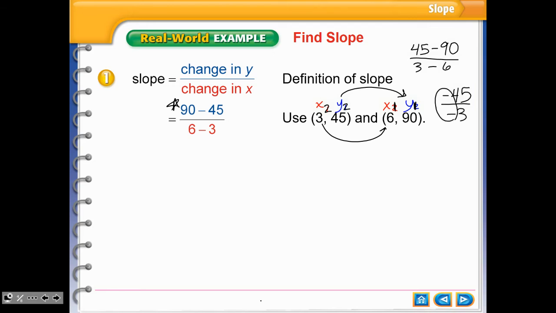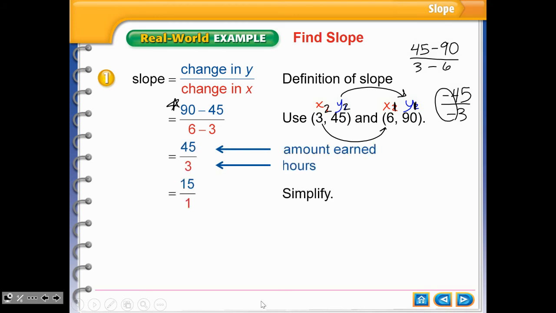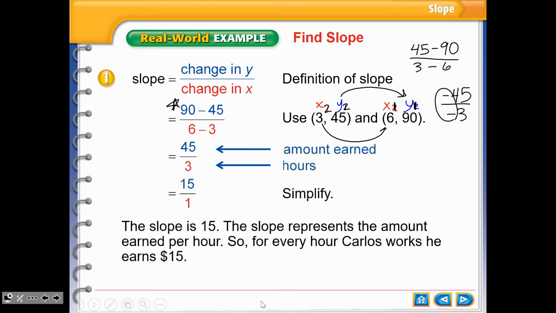The opposite of a negative is a positive. You'll get the same quantity which can be reduced, and ladies and gents, we can turn that into a sentence. For every hour that Carlos works, he earns $45. Or excuse me, he earns $15. You could also say his wages increase. I like looking for words increase or decrease. His wages increase $15 per hour, however you'd like to say it.